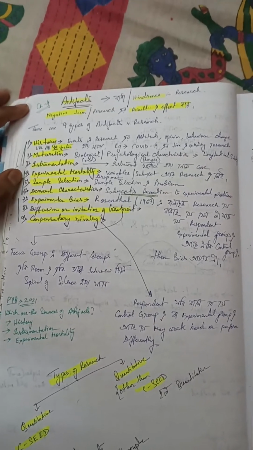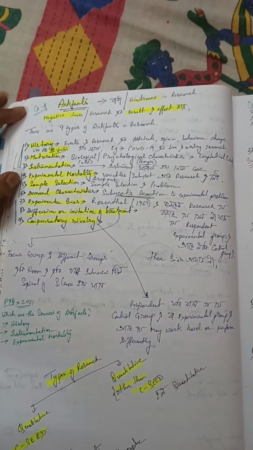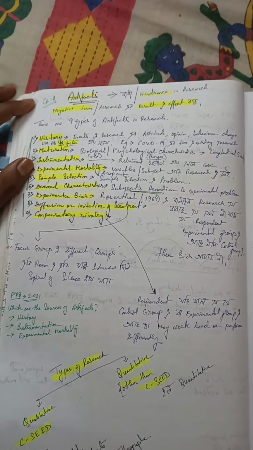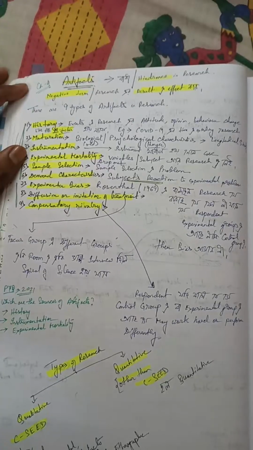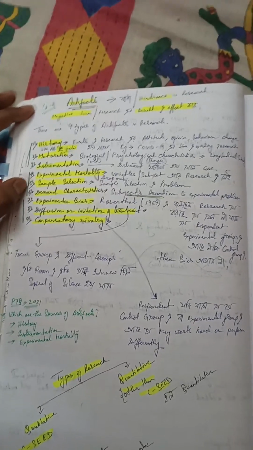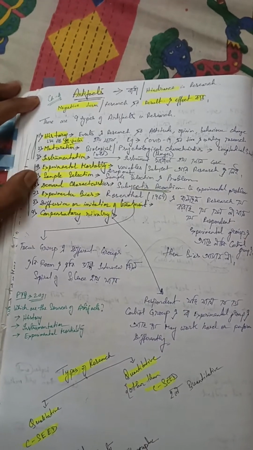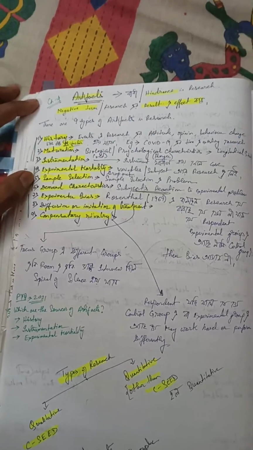Then comes experimental mortality. Mortality means death. If the subject or the variables die, then it affects the research work. Then comes sample selection, the common error we all know. Sample selection is also a problem, so sample selection also causes hindrance or artifacts in research.